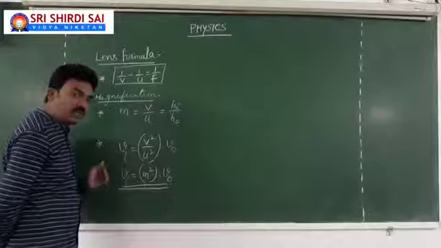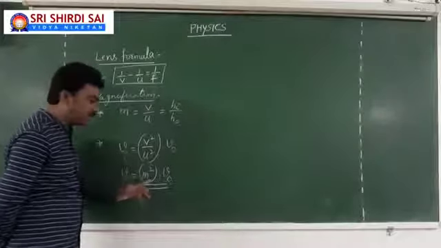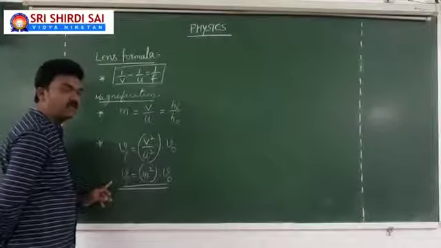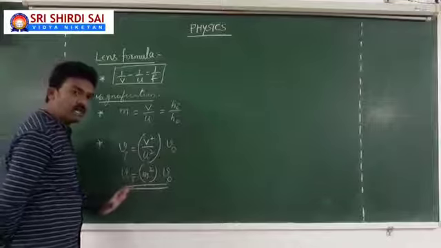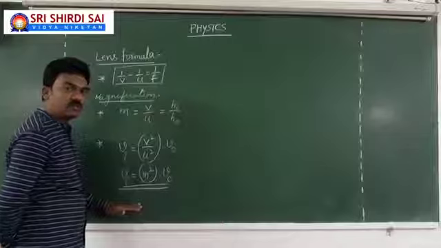So if an object in front of the convex lens is moving along the principal axis with a speed v₀, then the speed of the image is given by this equation. And remember, these are the instantaneous speeds which are directed along the principal axis.